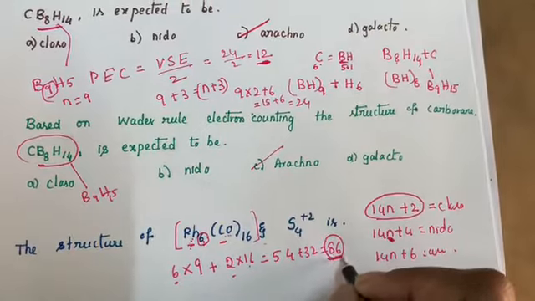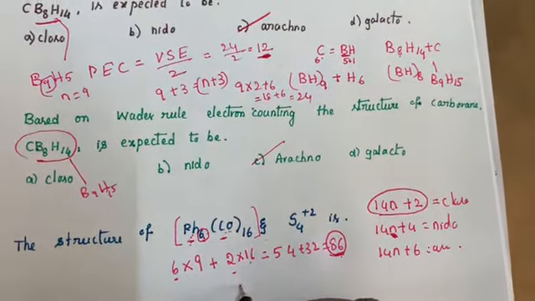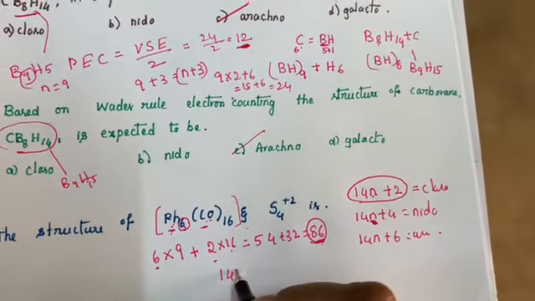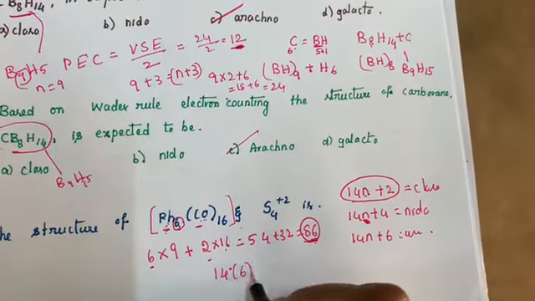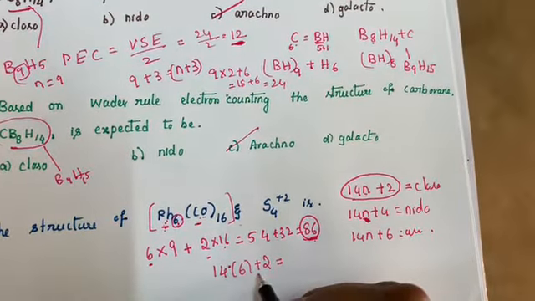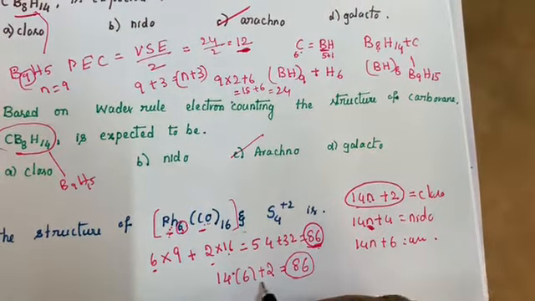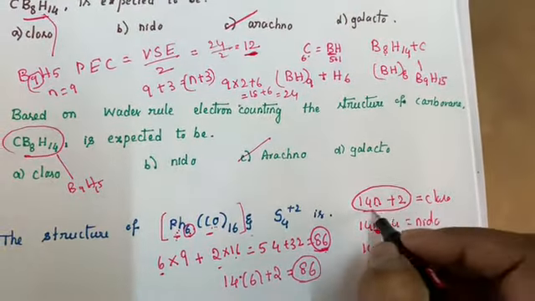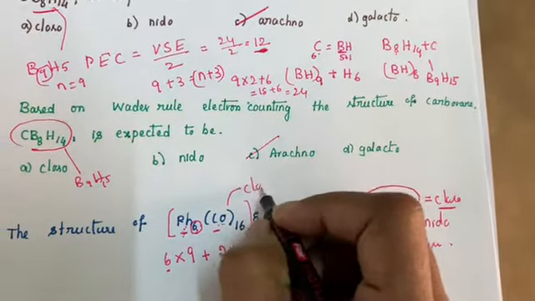So the 86 value we got, if you substitute n as 6 in 14n plus 2, we know that 14 multiplied by 6 plus 2 comes to 86. So that indicates it obeys the 14n plus 2 rule. So this compound is said to be Closo.